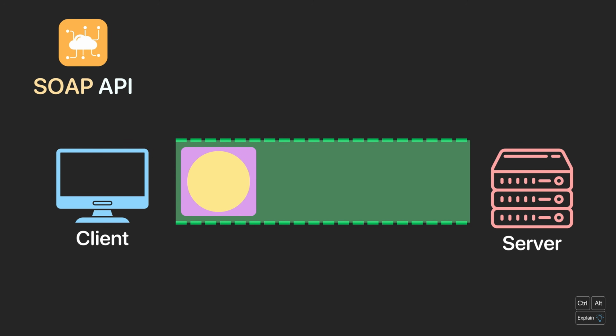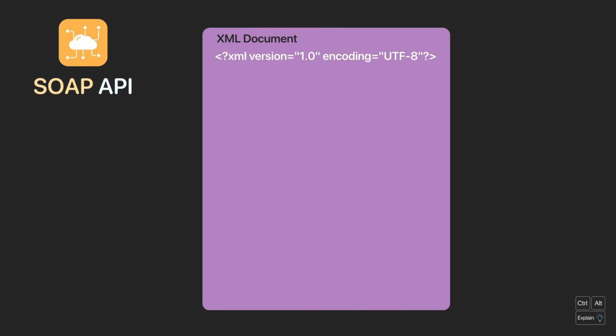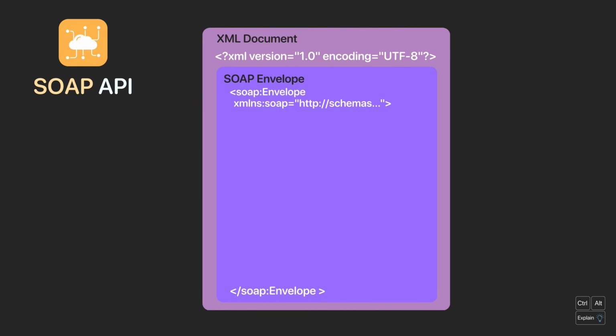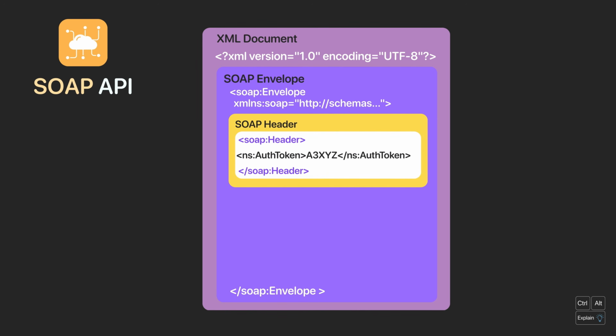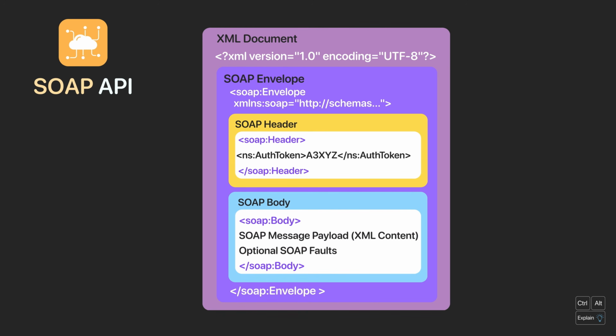To understand SOAP better, let's break down the main parts of a typical SOAP message. Envelope is the outer wrapper that defines it as a SOAP message. Header is extra information like authentication or transaction IDs, and body is the actual data or operation being requested. SOAP messages are always in XML, which makes them very structured, but also more verbose.